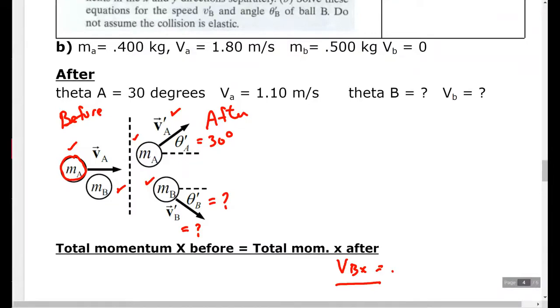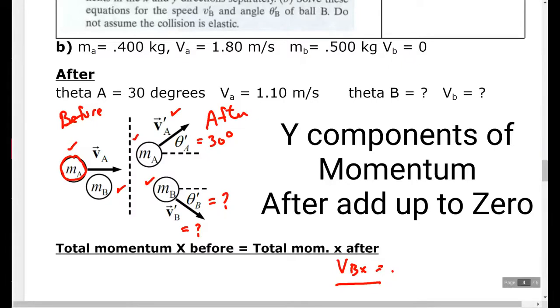So the y momentum after is also 0, which means the y component of this momentum added to the y component of the bottom one, B, have to add up to 0, because the total y momentum before is 0 and the total y momentum after is 0. So the y momentum on the top, A, is positive 6 kilogram meters per second. The bottom will be negative 6 kilogram meters per second in order for them to add up to 0.